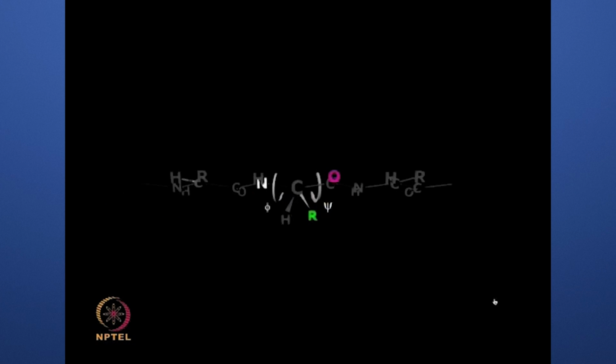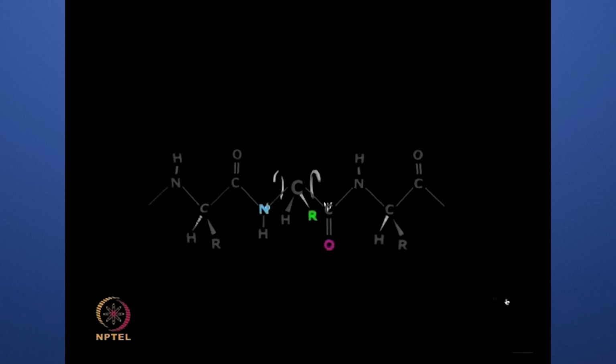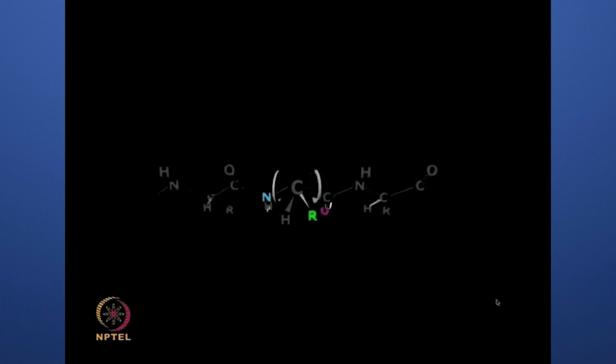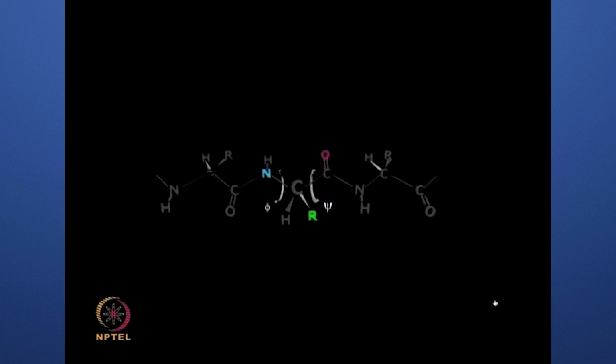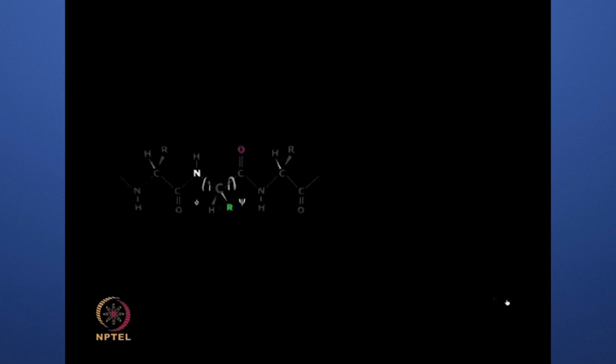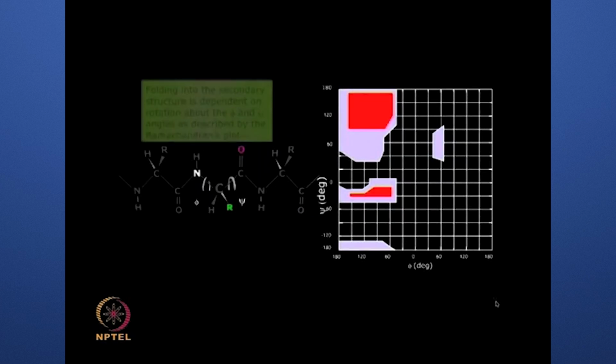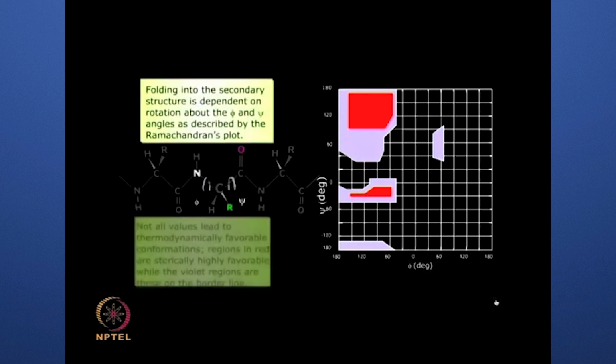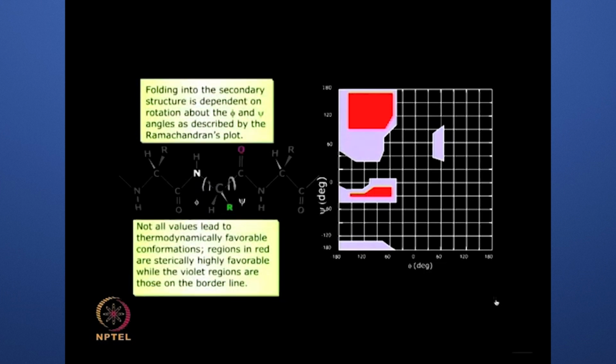The folding of the primary structure into the secondary is governed by the permissible rotations about the phi and psi angles. Not all values of these angles lead to sterically favorable conformations. The Ramachandran plot defines these regions of favorability.